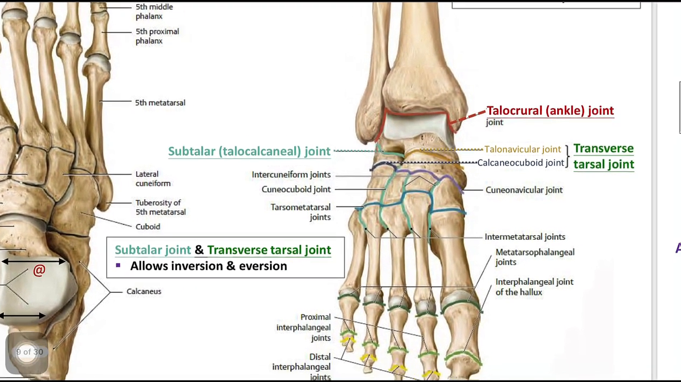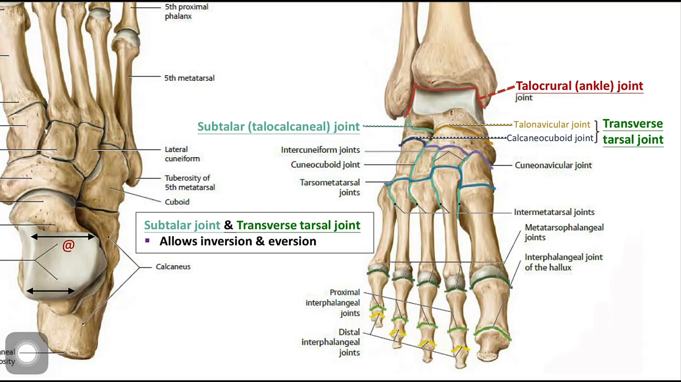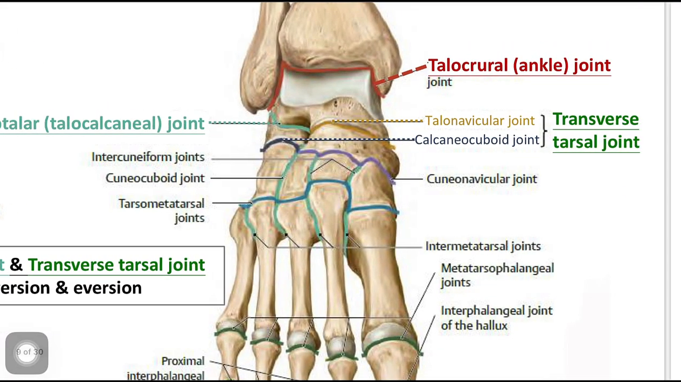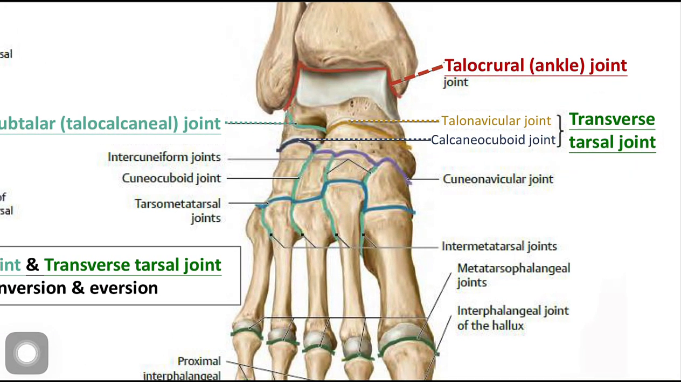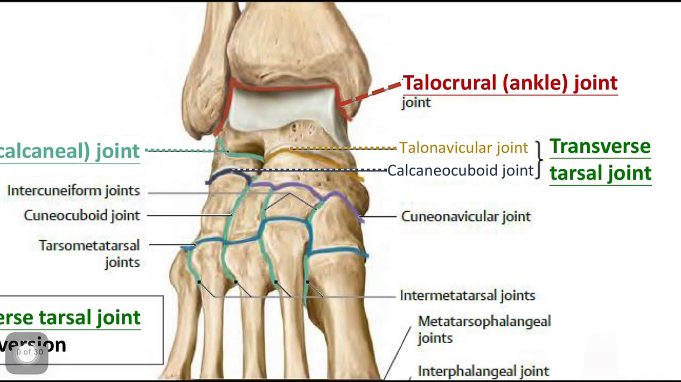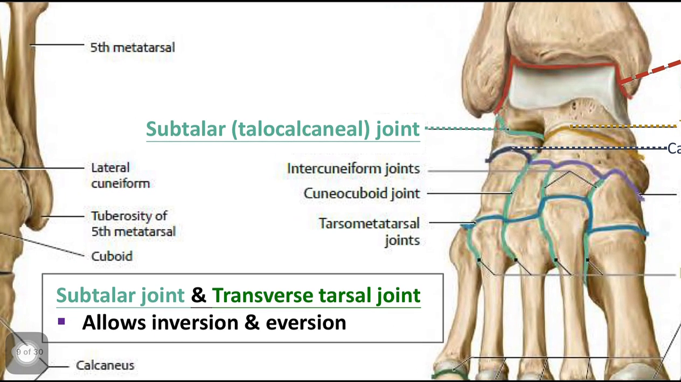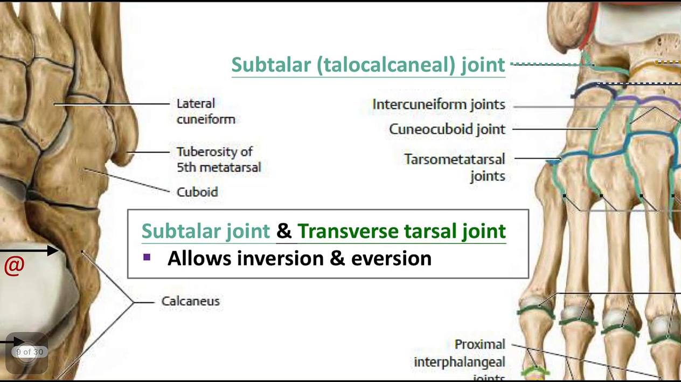Talocrural joint, okay? And then we also have to take a look at two, or actually two groups of joints, but they are formed by three contact points. First, we have the transverse tarsal joint. Now I try to match the color with the name so that you have an easy reference. We have this here, which is called the talonavicular joint, and together with this one, the calcaneocuboid joint. These two all together, we call the transverse tarsal joint. We also have this one, which is called the subtalar joint or talocalcaneal joint. All these joints together are for inversion and eversion.